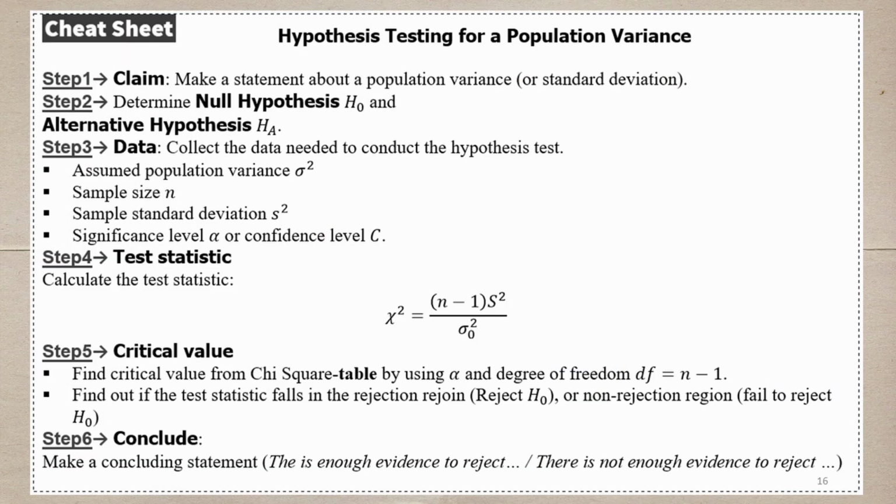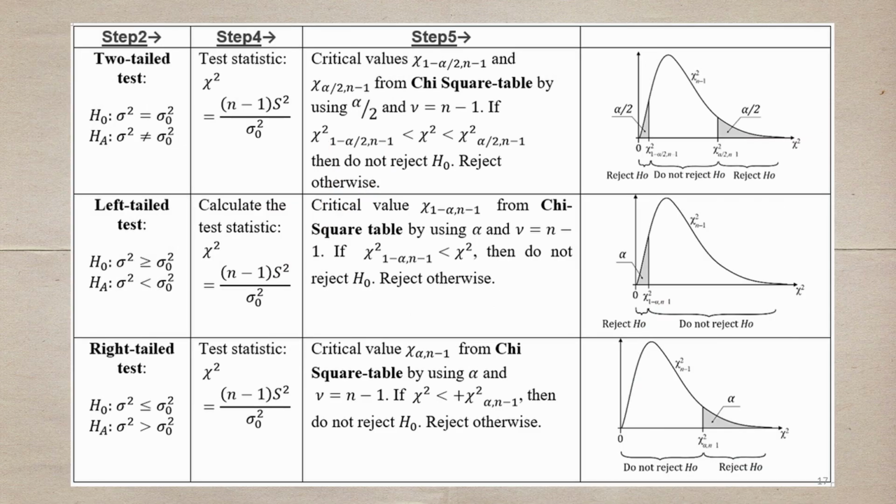Have a look at the cheat sheet used to easily conduct a hypothesis test for a population variance. Notice that the chi-square distribution is used in this case. The critical value depends on the significance level alpha and on the degrees of freedom, which is the sample size n-1. Pause the video and check the 6 steps to make a correct concluding statement. The following slide shows further details about how to conduct the test when having a two-tailed, left-tailed, or right-tailed test. Pause the video and have a look at the chi-square distributions.